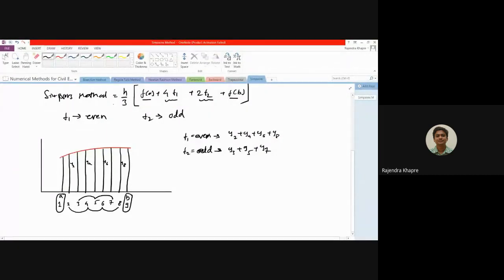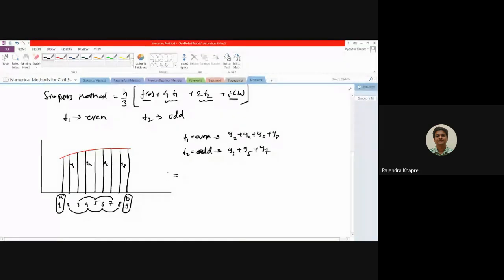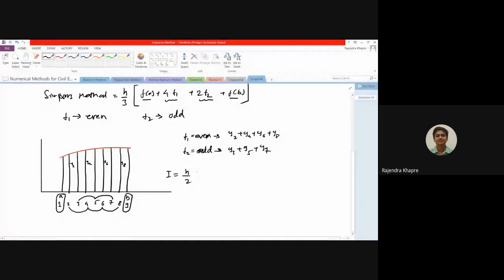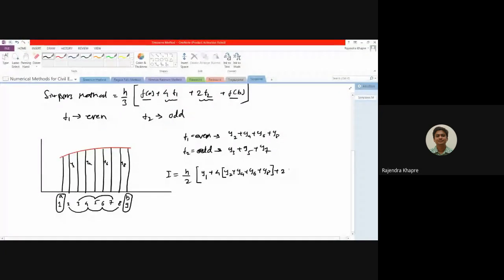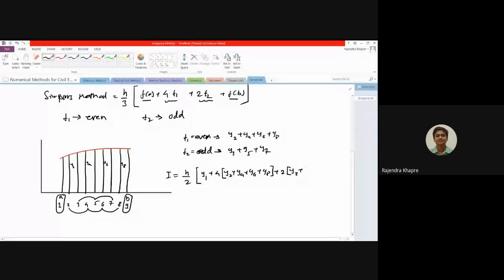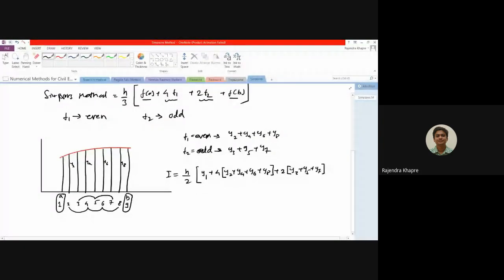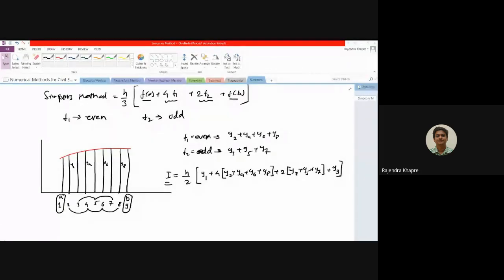Here, if you expand the Simpson's method, your I will be something like h divided by 2 into f of a, which is nothing but y1, plus 4 times (y2 plus y4 plus y6 plus y8), plus 2 times (y3 plus y5 plus y7), and lastly we have f of b. f of b is nothing but y9. So this is going to give you the value of I, that is the integration value, when you are using the Simpson's method.